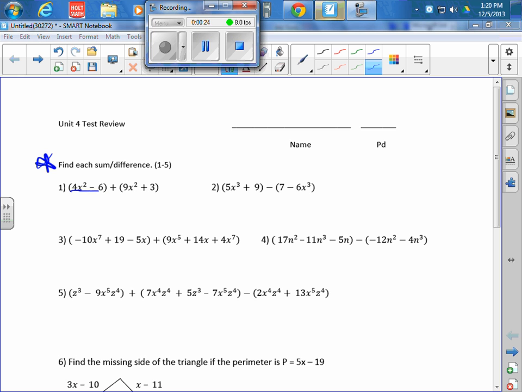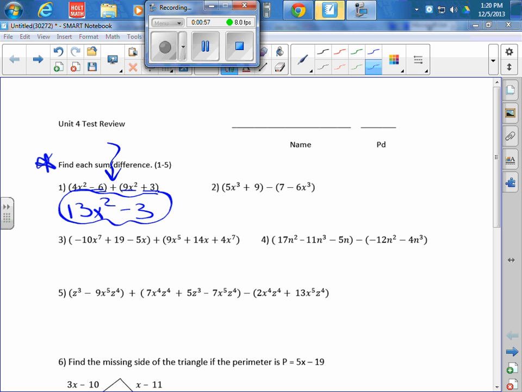Well, when you see a binomial and a binomial, the first thing you might think of, because it's fresher in your mind, is foiling. And is that what this is? No, this is plus. We're adding these two binomials together. Whereas before, with foiling, you're multiplying two binomials. But here we're just adding, which means you just add the like terms. 4x squared plus 9x squared is 13x squared. Negative 6 plus 3, negative 3, final answer.